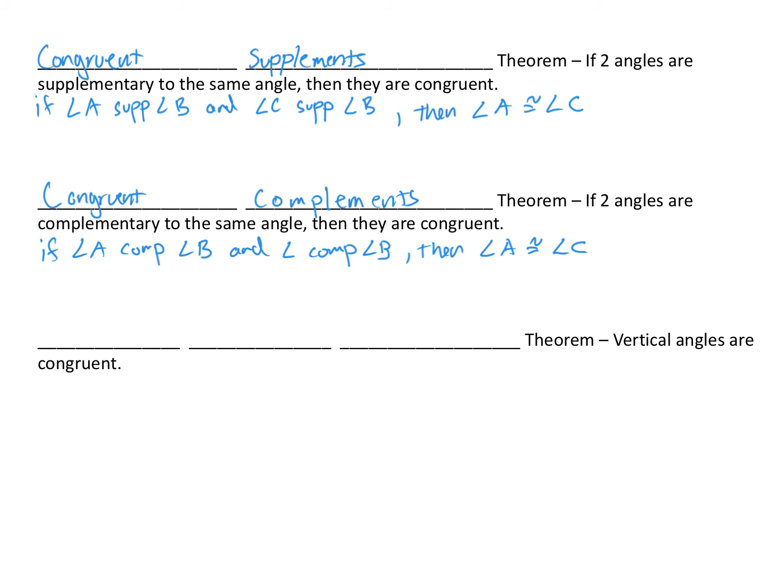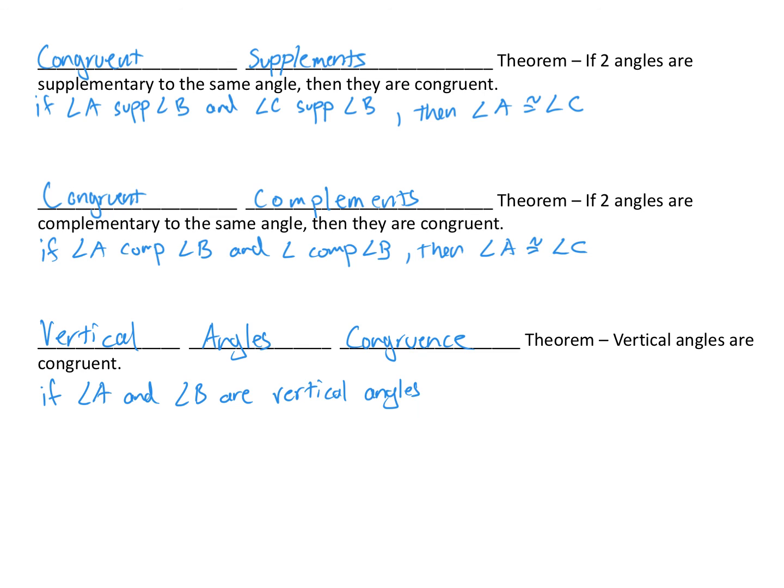Last thing, but not the least important, last but not least, the vertical angles congruence theorem, which just says all vertical angles are congruent. Let me repeat this again. All vertical angles are congruent. So if A and B are vertical angles to each other, they're vertical angles, then A is congruent to B.